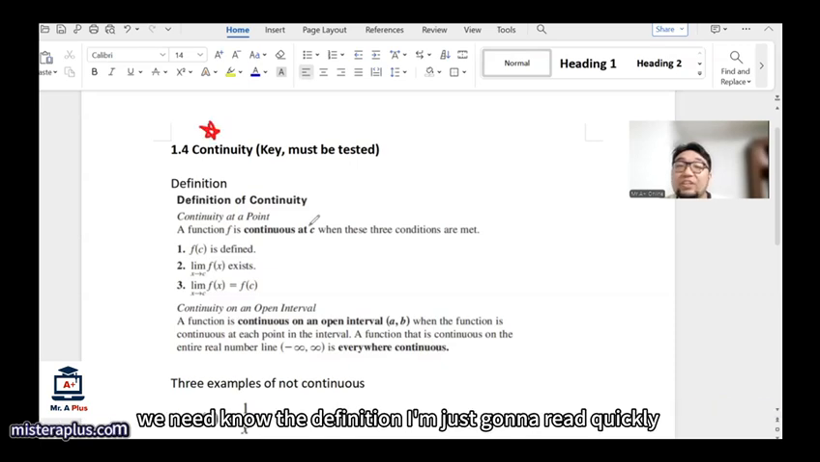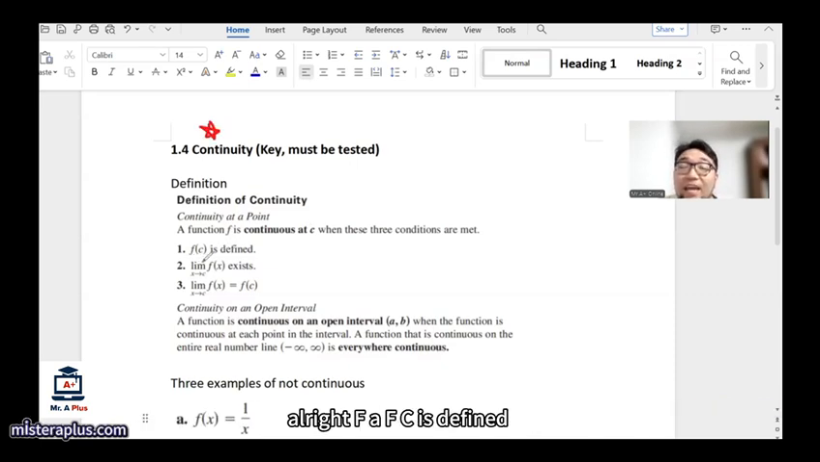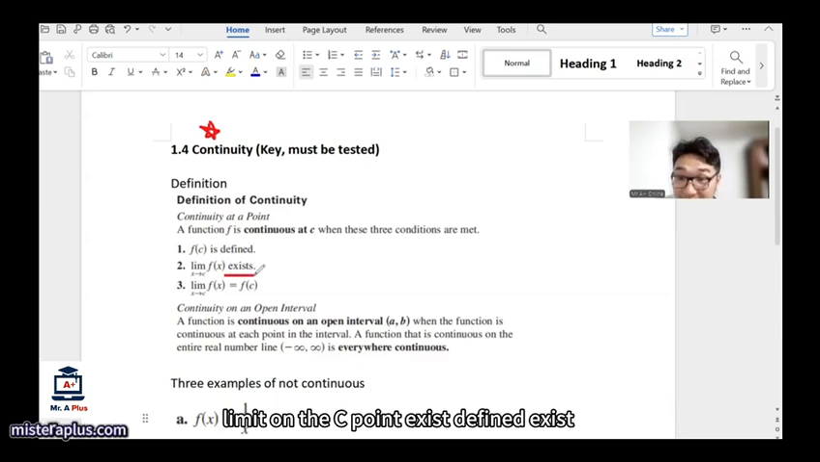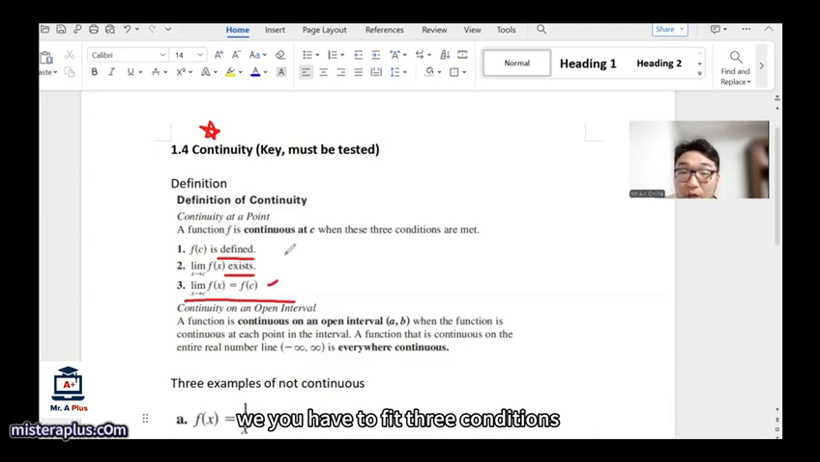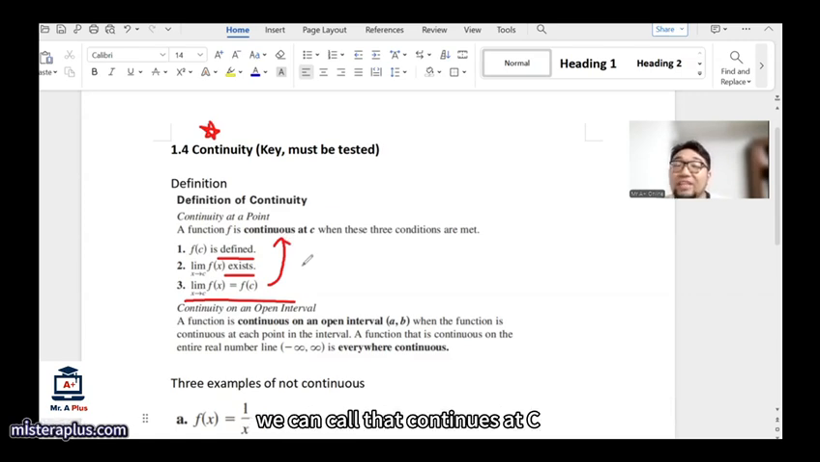And first we need to know the definition. I'm just going to read quickly. All right, f(c) is defined. The limit at the c point exists. Defined, exist, and that's important. The limit value actually equals the function value. You have to fit 3 conditions. We can call that continuous at c.